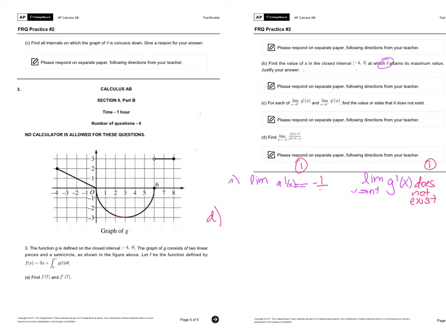Well, I'm gonna erase letter C because I might have to write a lot. All right, letter D.